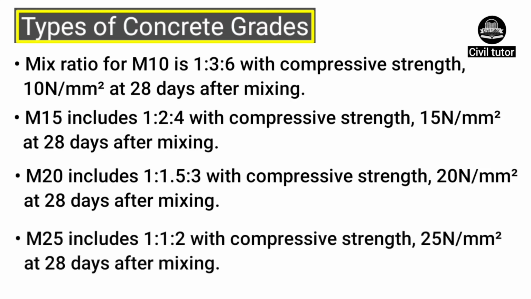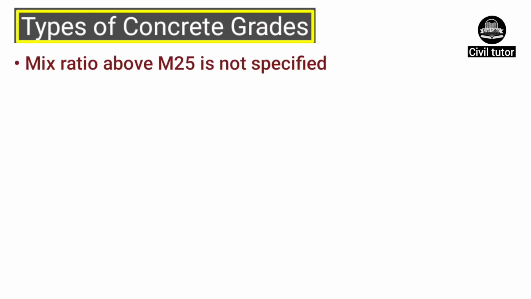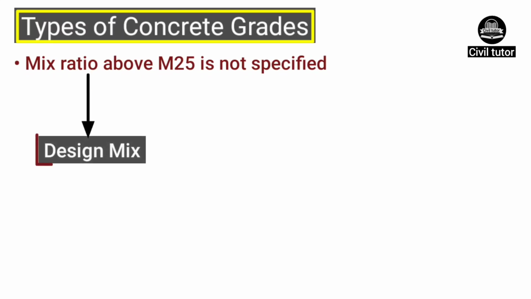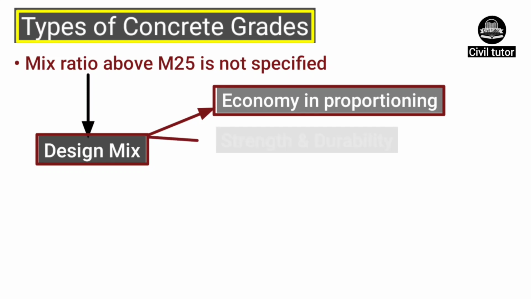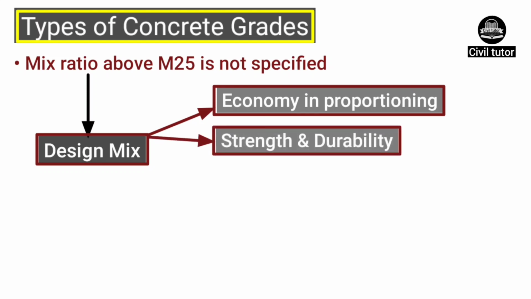The M25 grade of concrete has a mix ratio of 1:1:2 with a compressive strength of 25 Newton per mm square at 28 days. The mix ratio for concrete grades above M25 is not specified in the code. Hence, we need to design the proportion of ingredients for such grades of concrete, keeping in mind the economy in proportioning, strength and durability based on the construction site.